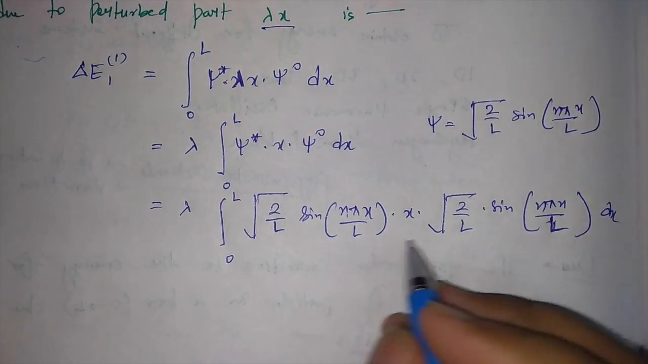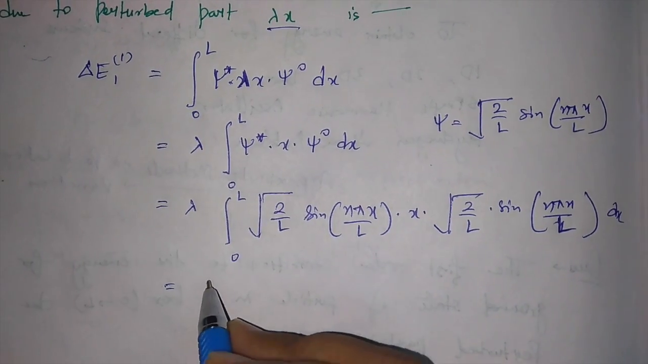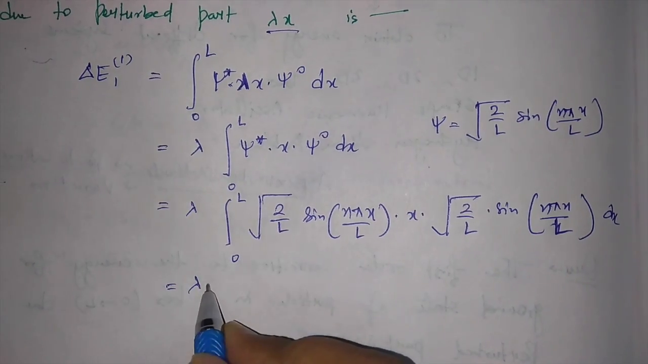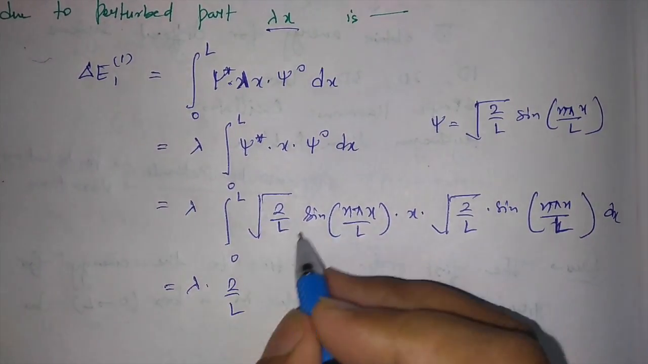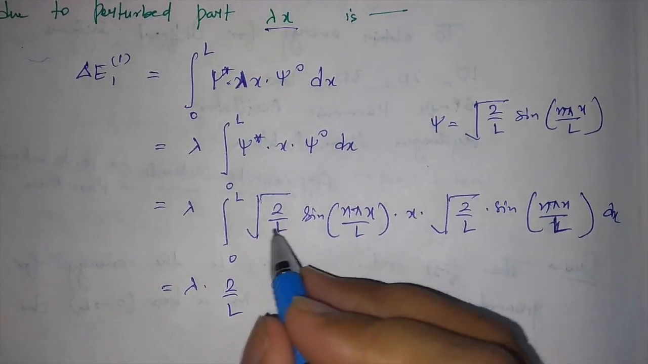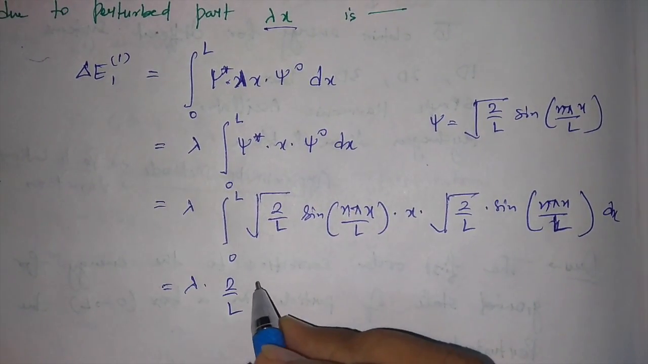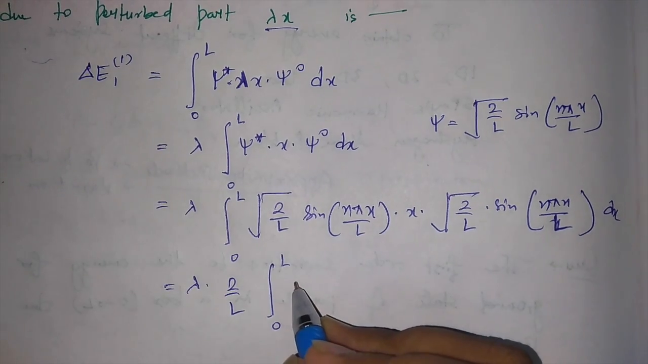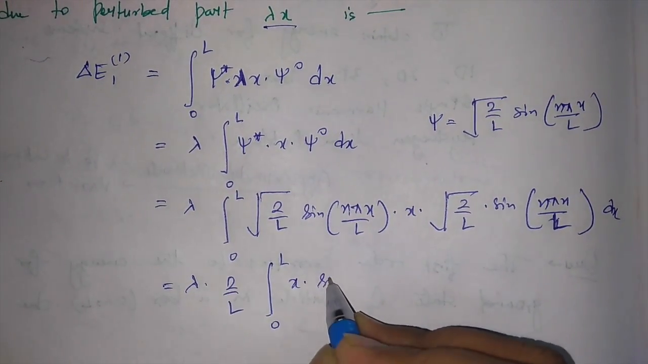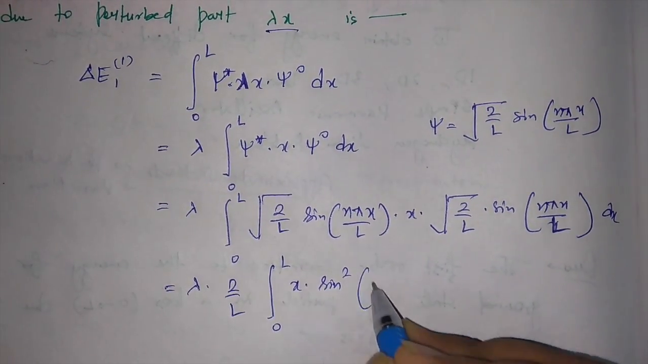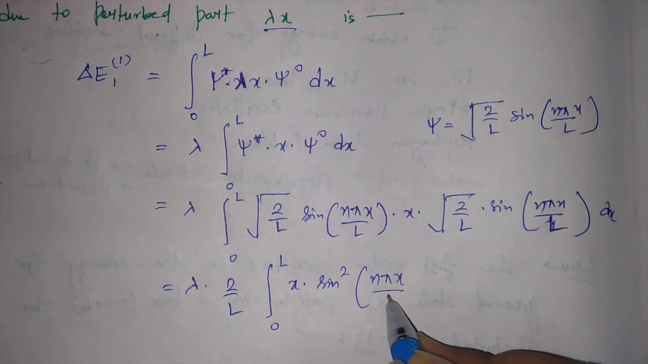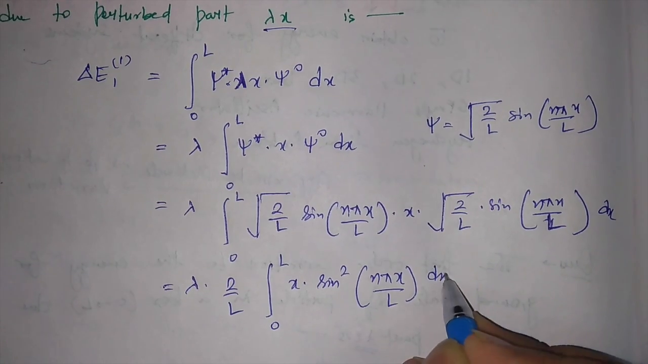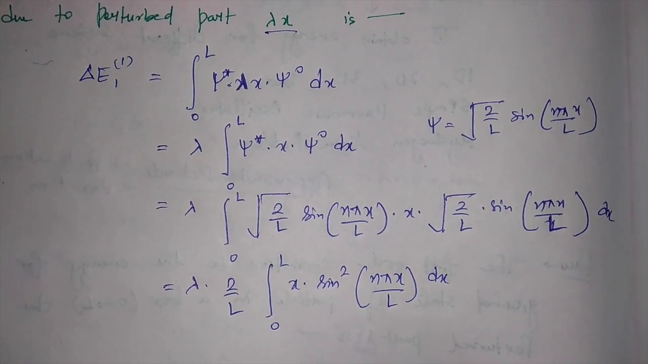Right, so this will be the equation now. Just multiply and take out this 2 by L outside. So it will be lambda into 2 by L, because under root 2 by L and under root 2 by L will become 2 by L, so that will come outside. And in the integral part you will have 0 to L, x, along with sine square n pi x by L, and dx. So that's what your value will be.